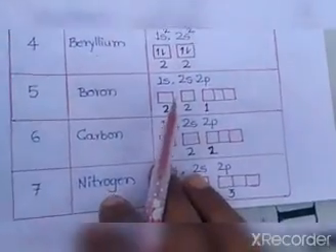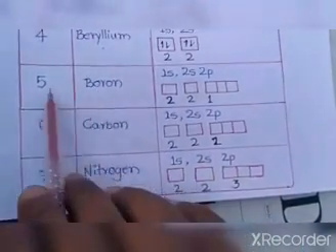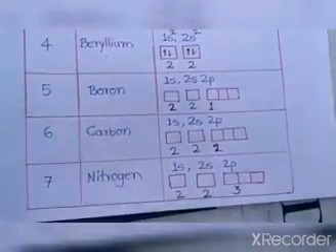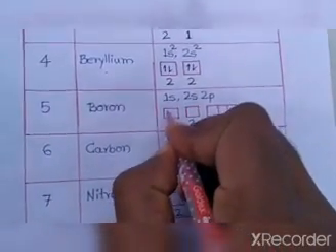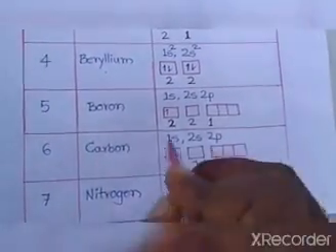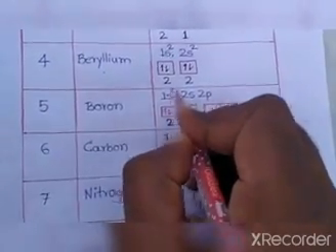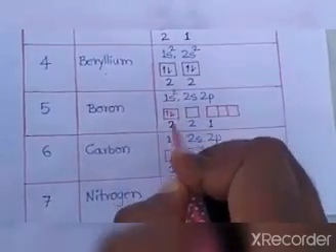Okay, next is boron, students. Atomic number 5 means it has 5 electrons. Here also, the first electron will fill 1s, the second is also 1s. It is 1s2, two electrons are occupied in 1s.